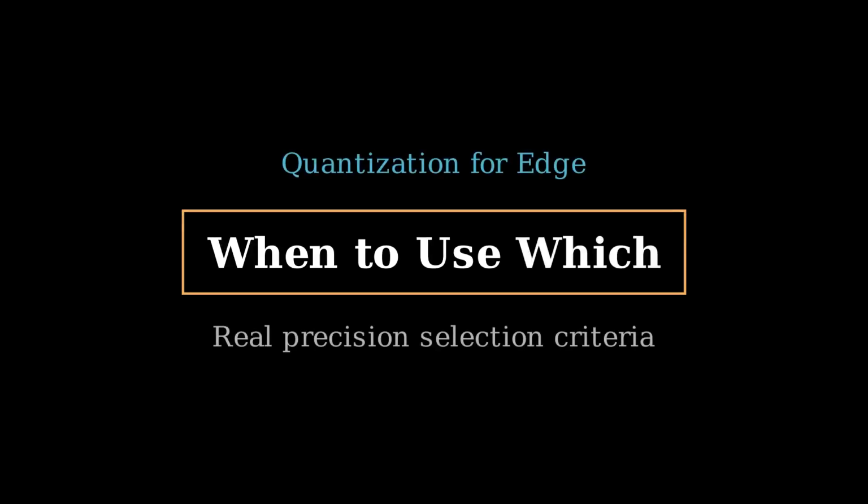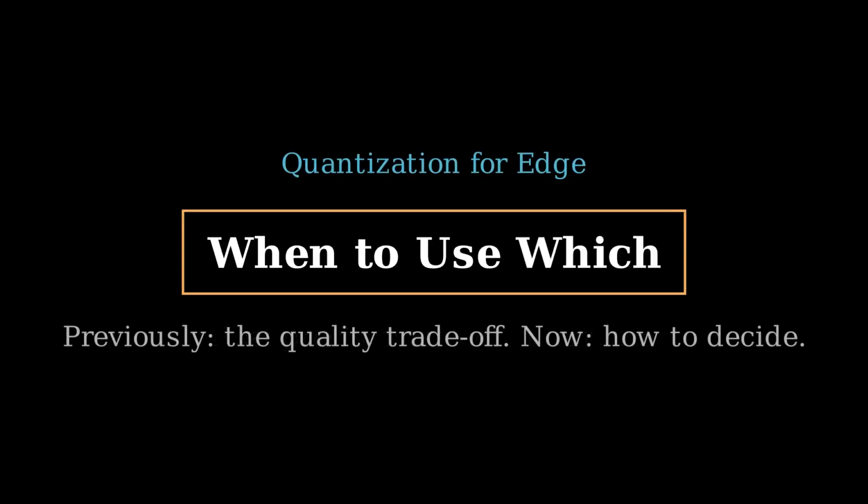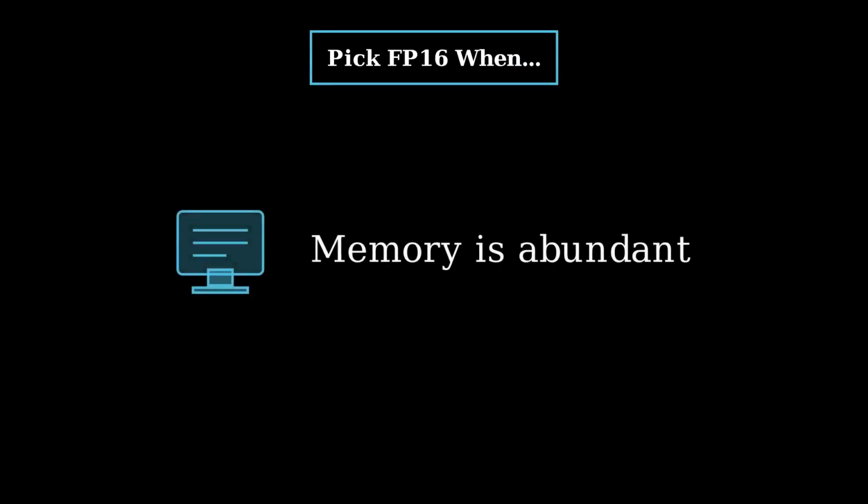Previously, the quality trade-off. Today, the precision selection framework. When to use FP16, when INT8, for concrete criteria. Pick FP16 when memory is abundant and quality is the priority. When you're benchmarking against the reference. When deployment is a workstation or server with plenty of VRAM.